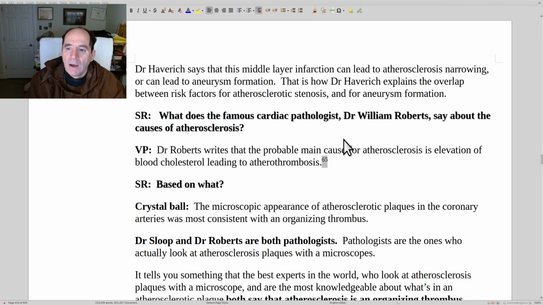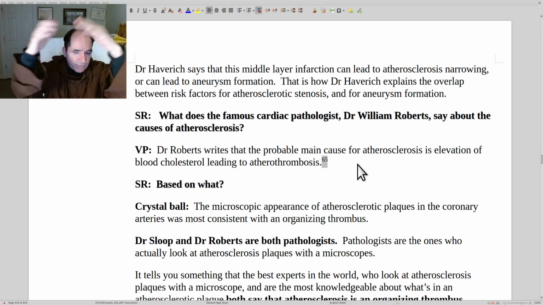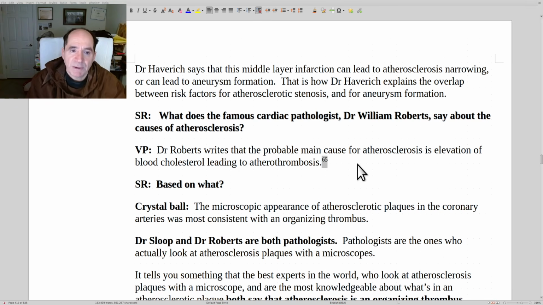Okay. What does the famous cardiac pathologist Dr. William Roberts have to say about the causes of atherosclerosis? He just says, look, the most common probable cause for atherosclerosis is elevation of blood cholesterol. It's by far the most important thing. And that's based on an entire life of studying atherosclerosis. Okay.